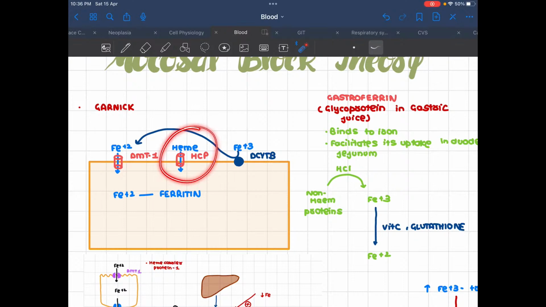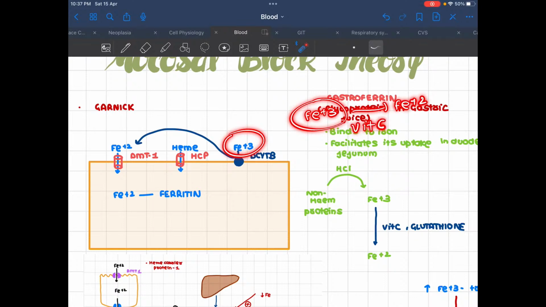So either the heme can be transported by a heme carrier protein, or whenever we have the ferric form, some of it can be converted to the ferrous form by your vitamin C. So vitamin C, we know, aids your iron absorption. But whatever is remaining, you have something known as the duodenal cytochrome B enzyme. That's going to convert your ferric form into your ferrous form. And now we have the ferrous form here.